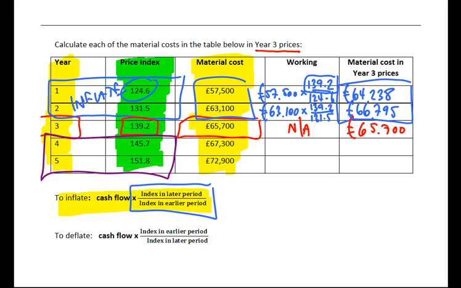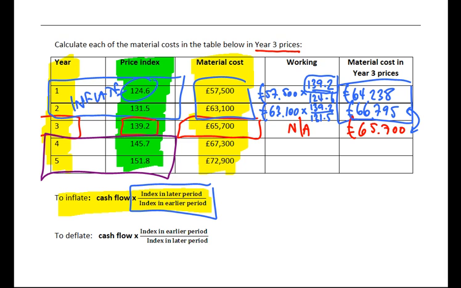£66,795. Now again, you can see I've increased the cost. I've increased the 63,100 up to 66,795. And this is very typical. Normally when you're looking at earlier years, so in this case years 1 and 2, I'm going to be inflating them up to year 3 terms, so I'm going to be increasing those figures. And in fact, if you now compare the year 2 cost to the year 3 cost, can you see that actually year 2, the material costs are actually higher than in year 3 when you've accounted for the inflation.